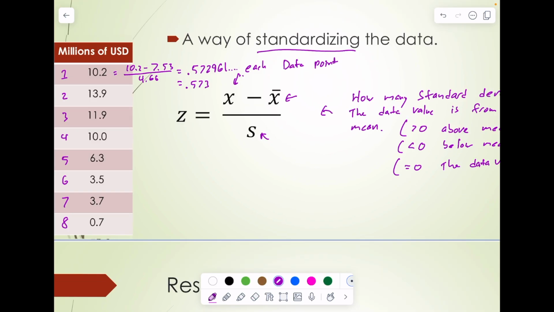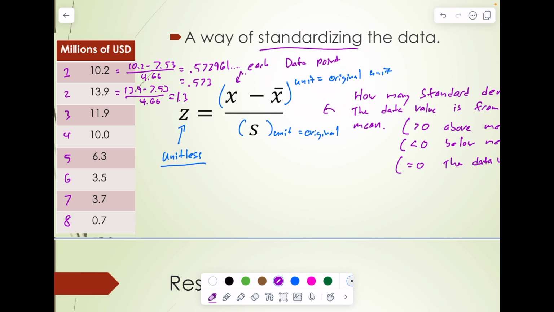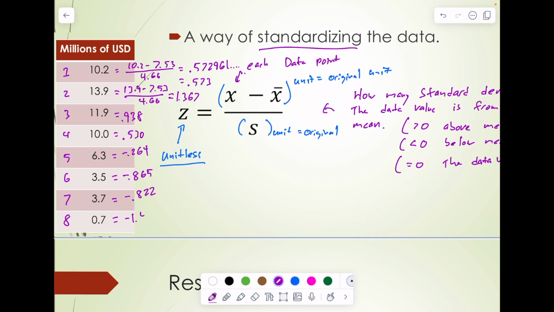The convention of rounding one more than the data doesn't make sense here because this has been standardized. The unit of the top is the original unit and the unit of the bottom is the original unit. And so if I divide that, this whole thing here is unitless. It has no unit. So you just always round it to about 3 decimal places. Okay, great. So that's that first one. Now, if I do the other ones, I end up getting 1.667. And so here we have all of the z-scores for every piece of data in that data set.